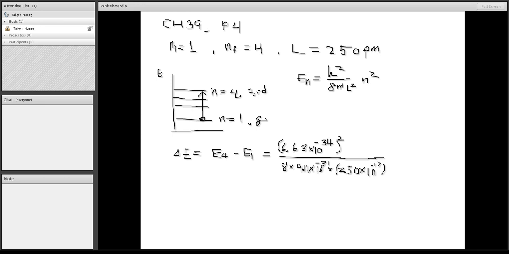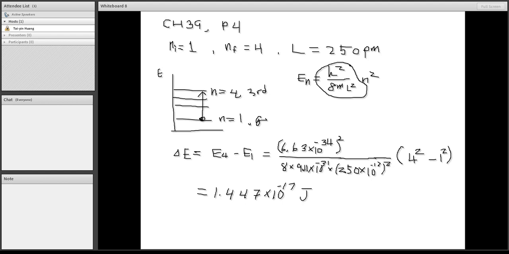Now, if you look at the equation, you'll know that E4 and E1 all have the same parameters here. So you can put them outside the parentheses, and then within the parentheses you have your 4 squared minus 1 squared. So after you punch all these numbers into the calculator, the change in energy is 1.447 times 10 to the negative 17 joules.